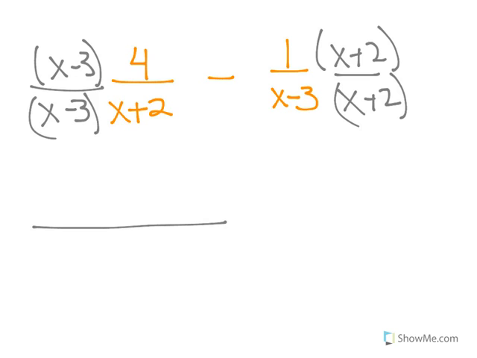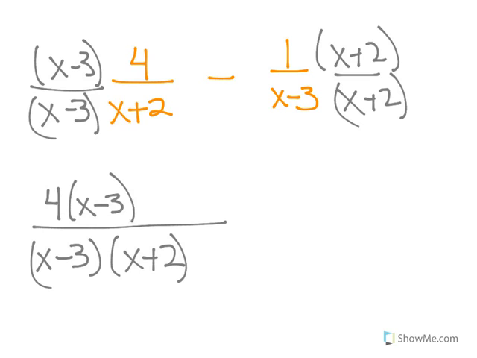Our denominator now becomes x plus 2 times x minus 3. I'm going to hold off on performing FOIL for just a minute because we may end up having something that is able to cancel. And so less work, less chances of error. So let's hold off on FOIL for just a minute. Up in the numerator, we have 4 times the quantity x minus 3, and then we're going to subtract.